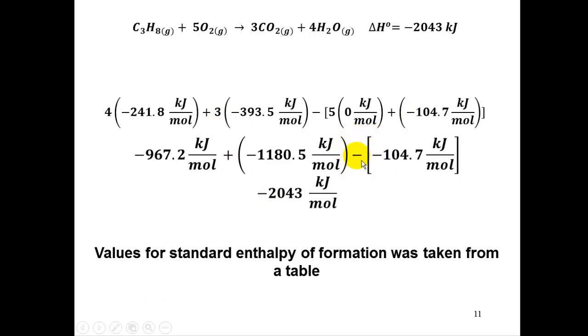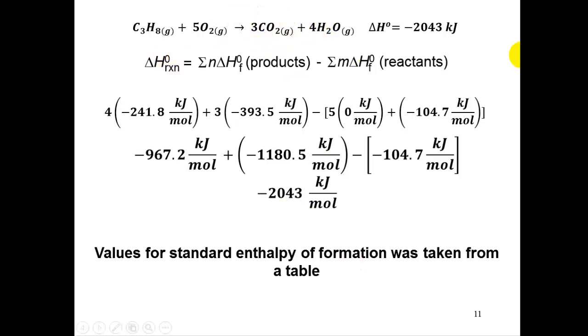It's products minus reactants, so you have to distribute that minus sign. So under standard state conditions, 2,043 kilojoules are released to the surroundings per 1 mole of propane, per 5 moles of O2 that react, per 3 moles of CO2 that are produced, and per 4 moles of H2O that are produced.